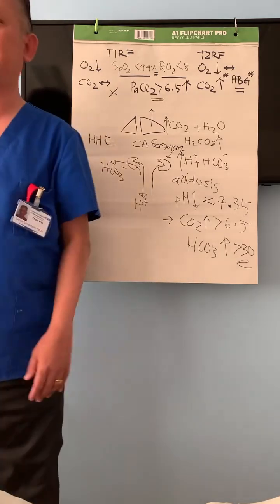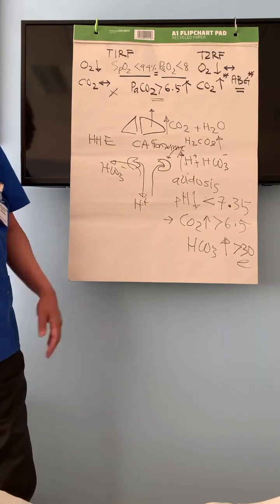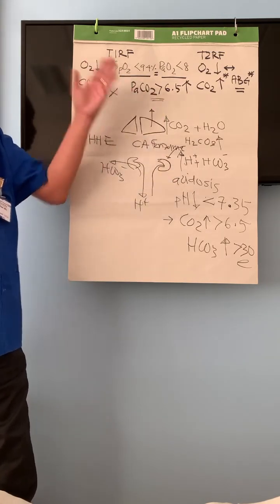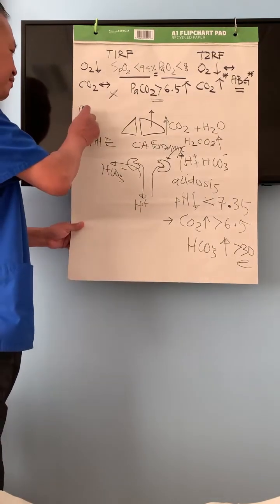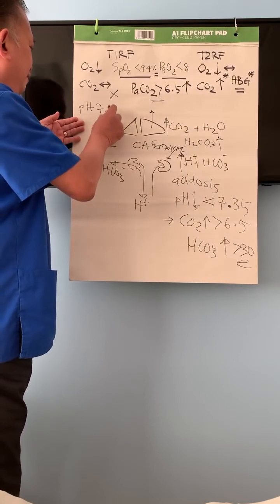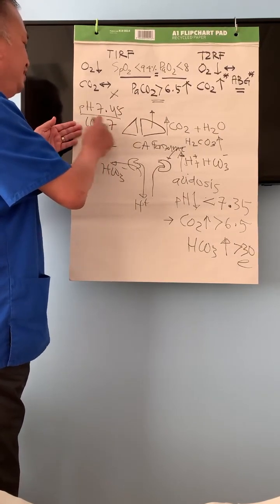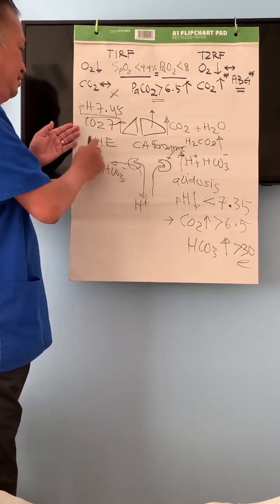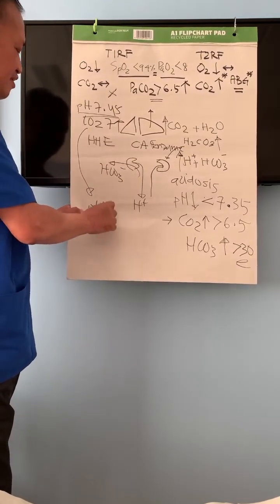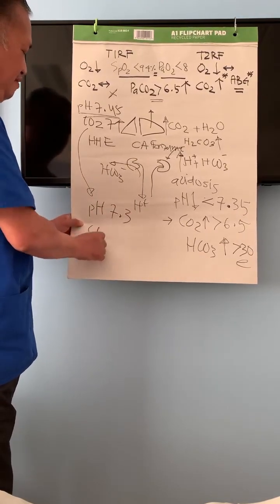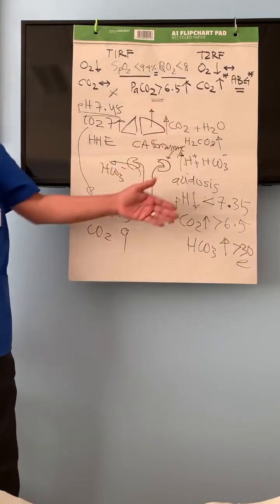Any questions? This is how we handle the carbon dioxide in the body, and this is how rising carbon dioxide causes the acidosis. Your patient came in with a pH of 7.45, carbon dioxide of 7. Not acidotic yet, but carbon dioxide is high. Two hours later, pH dropped to 7.3. Carbon dioxide became 9, because this happened.